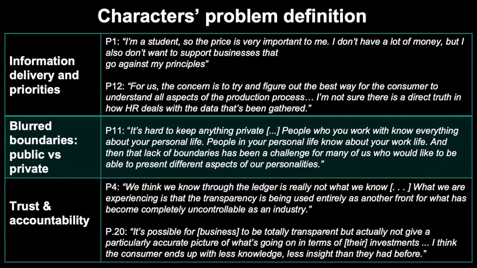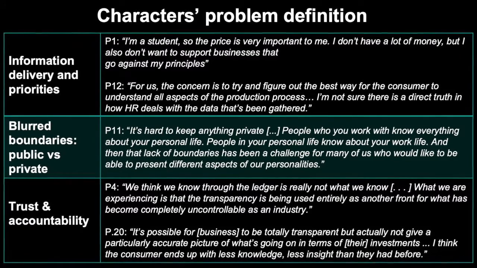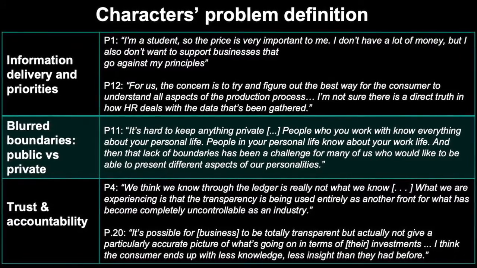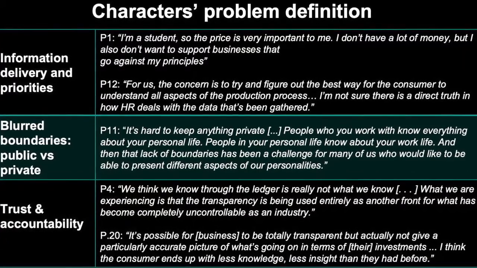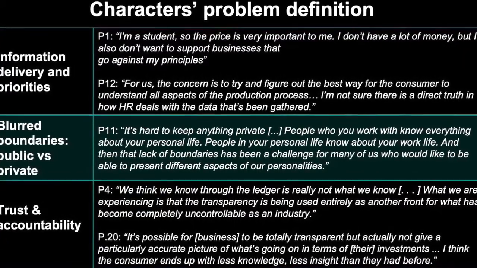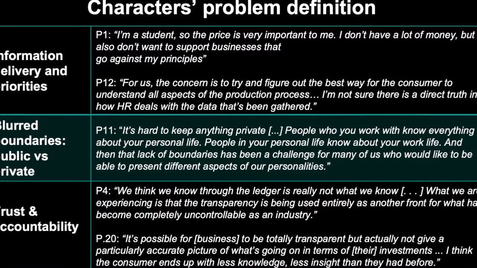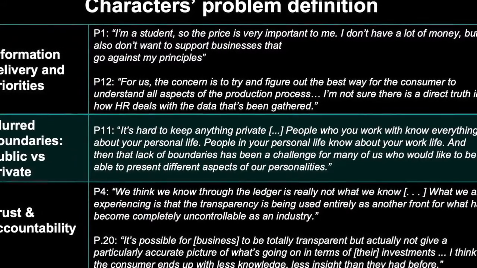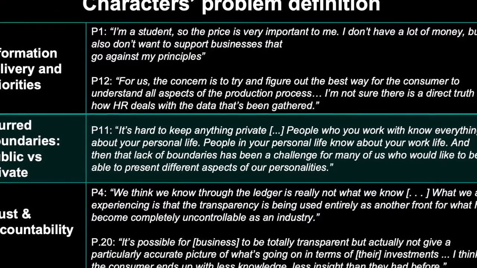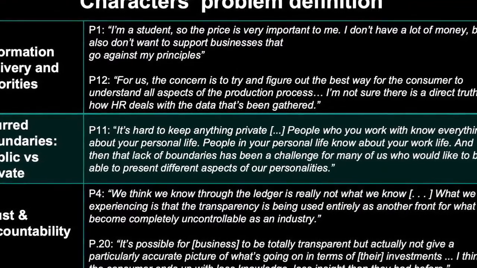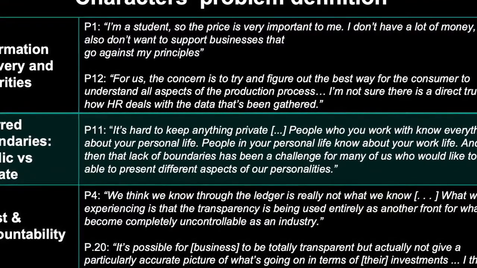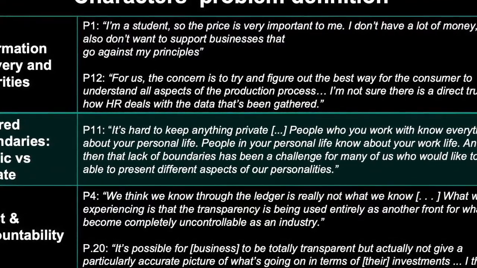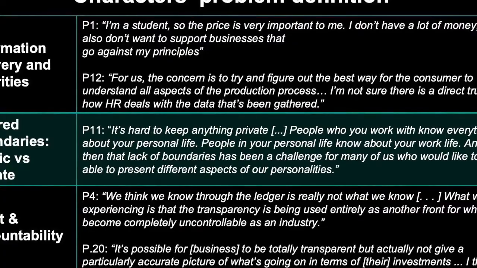In our LARP, participants in their characters identified 3 burning issues. One is trust in information and accountability, another is information delivery and priorities, and the third is blurred boundaries between public and private information. We asked participants again when they came out of their character whether these problems mattered at all. The following video demonstrates how participants as themselves, not their characters, related to and reflected on the problems that their characters experienced in our LARP.